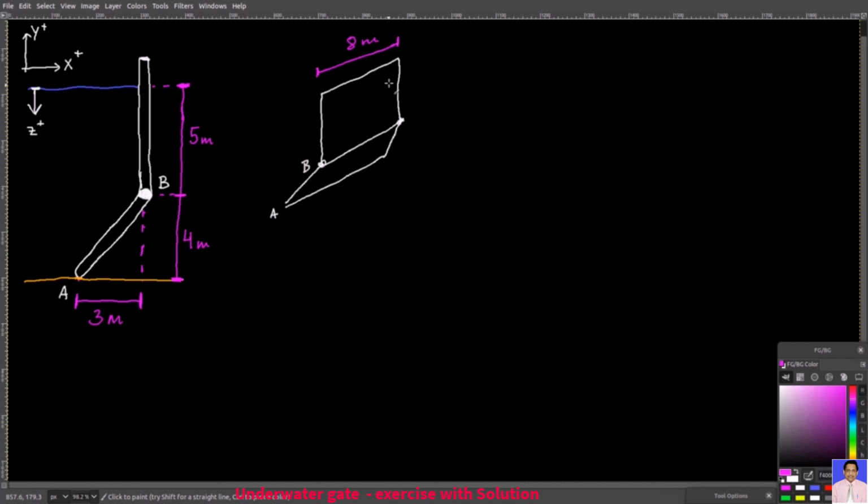Now, the width of this gate is 8 meters. Due to the water pressure, you have horizontal and vertical reaction forces in pin B and the vertical reaction force at point A due to the normal force. The density of water is 1000 kilograms per cubic meter. And so your task is to find AY, BX, and BY.